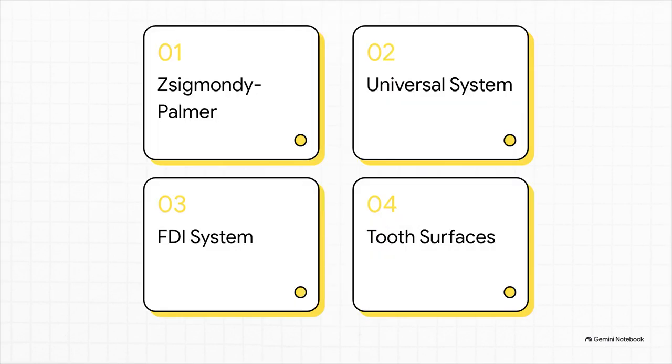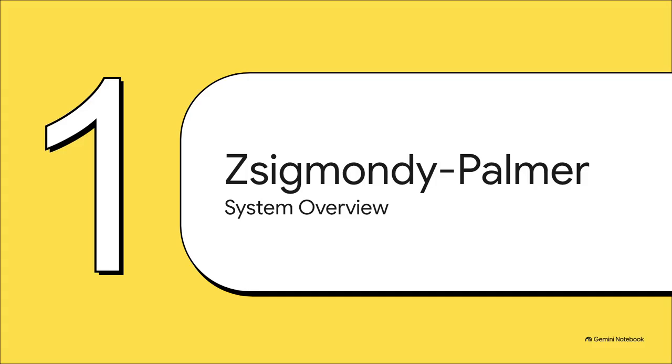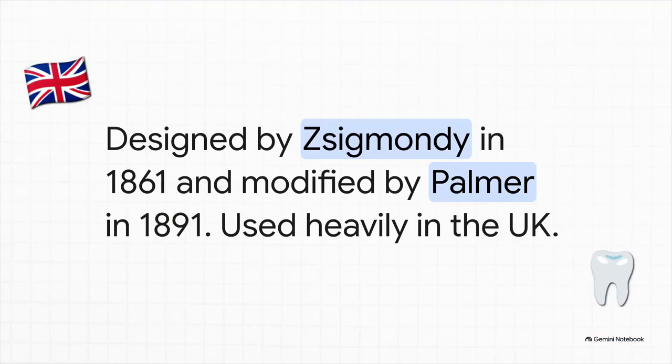To get us to that foolproof level, today's explainer is going to cover four things: the Zsigmondy-Palmer system, the universal system, the FDI two-digit system, and we'll wrap it all up with the nomenclature of tooth surfaces. All right, let's kick things off with Section 1, the Zsigmondy-Palmer system. Now, this one is an oldie but a goodie.